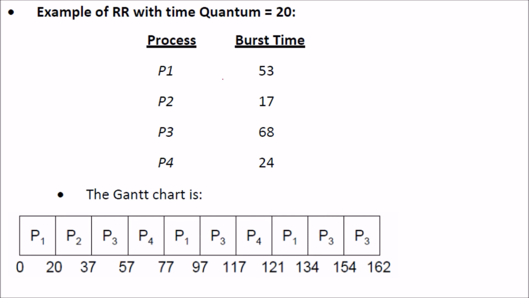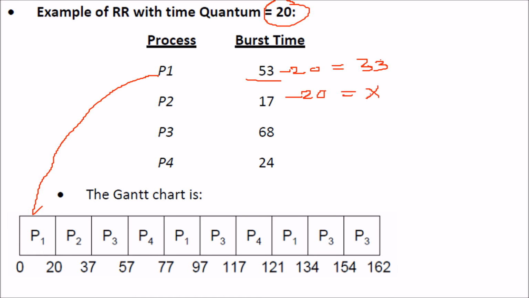So let's take an example of round robin. The time quantum is 20. So what will happen? P1 has come, 53. P1 will be given a chance. P1 has completed 20, after which it will be preempted. So the time remaining is 33. Okay, now P2 will be given a chance, 17 minus 20, negative, so it will be completed. Let me put a tick. Now again P3 will come.